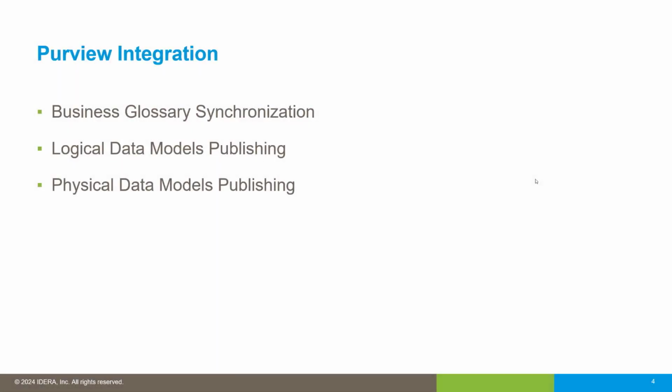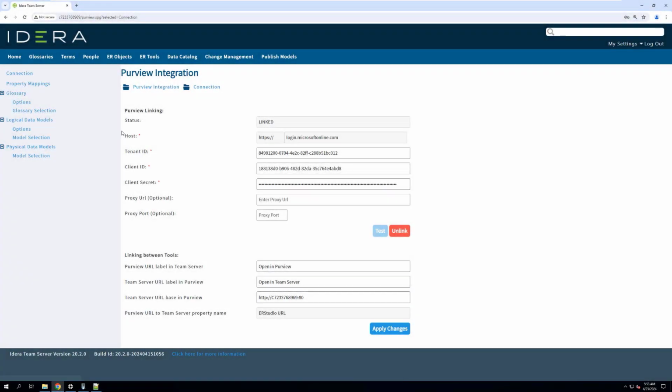Purview integration itself has got three parts to it. We can synchronize the business glossaries between the two tools. We can publish logical data models to Microsoft Purview, and we can publish physical models. And again, in this presentation, I'm going to explain what I mean by those three things. All of the integration with Purview is set up through a really easy to follow UI.